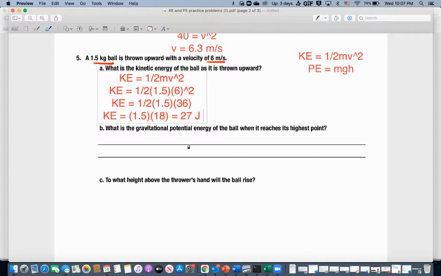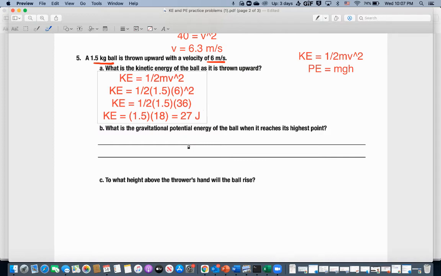So what is the gravitational potential energy of the ball as it reaches its highest point? Okay, so let's think about this. I've thrown this ball up. We can calculate how much kinetic energy it has going up from the initial spot. Well, the ball's moving up, but gravity's pulling it down, right? So it slows the ball down. It starts with 6 meters per second, but it's going to slow down, and eventually, what do balls do when you throw them up in the air? They come back down. They fall to the ground. Why? Because gravity's pulling them down.